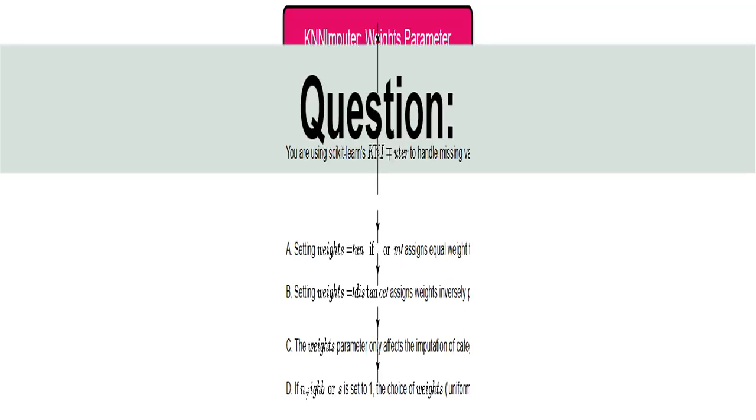This sets the scene. I'm using a tool called KNNImputer from the Sklearn library to deal with some missing numbers in my data. My data has 5 different characteristics, features, and some values are missing, shown as NaN, which stands for not a number. I'm going to experiment with different settings of this tool to find what works best.